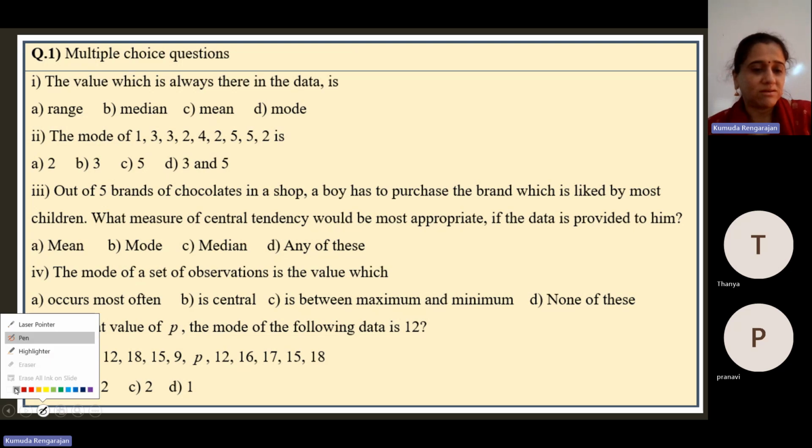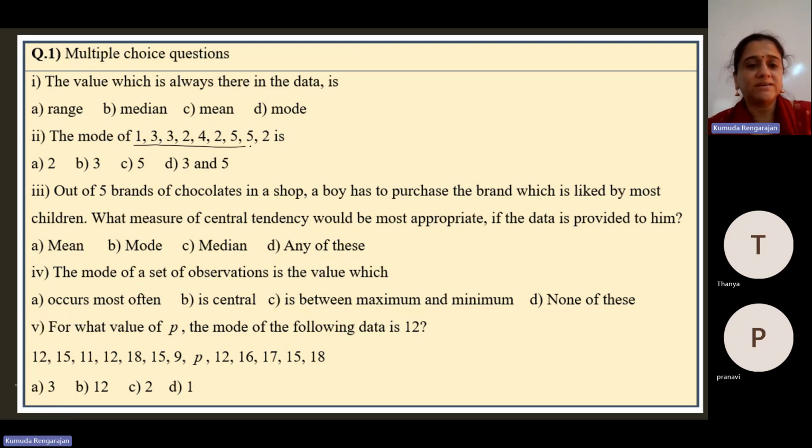You have a question here, no? What is the mode of this data? 3 and 5? Okay, but 3 happens how many times? 2 times. 5 happens 2 times. 2 happens 3 times. So which is the mode of this data? 2. Why is 2 the mode? Because it has the highest frequency. Because it happens 3 times, most number of times in the data.